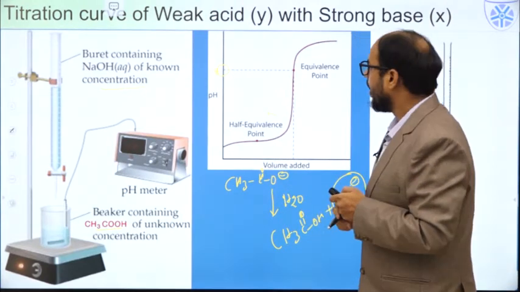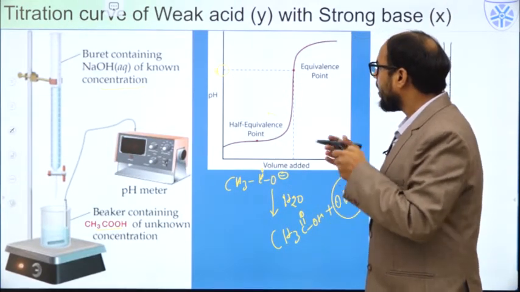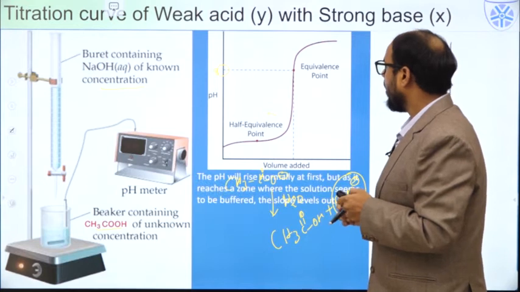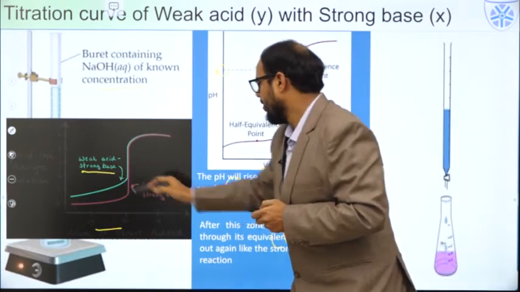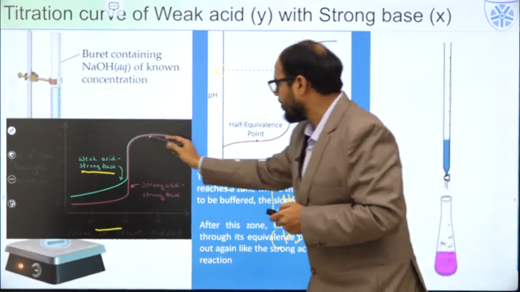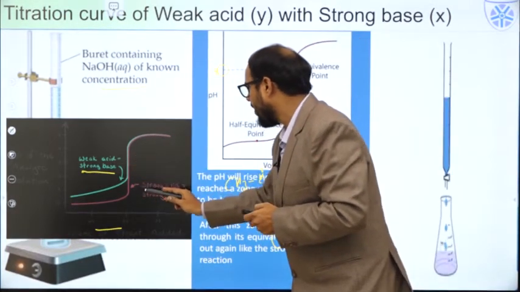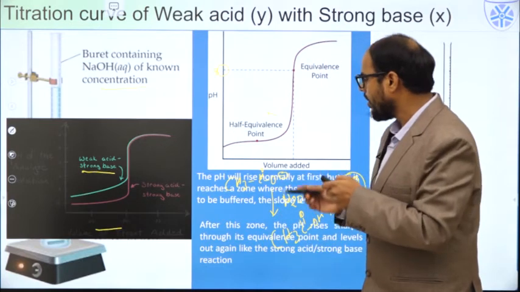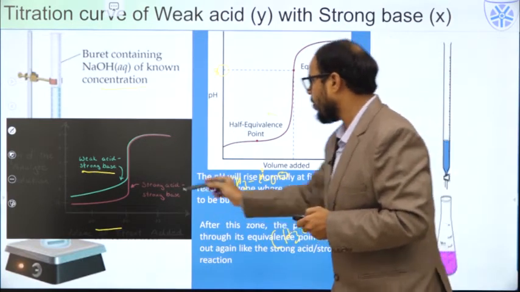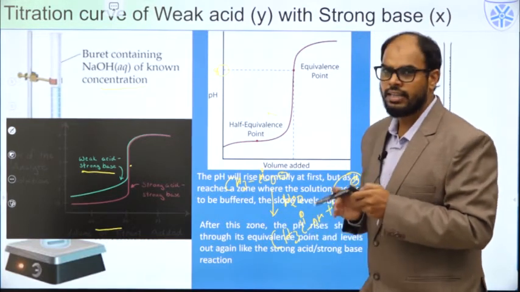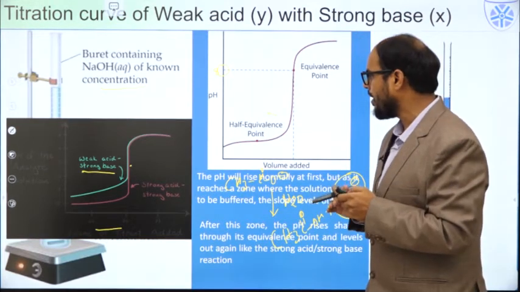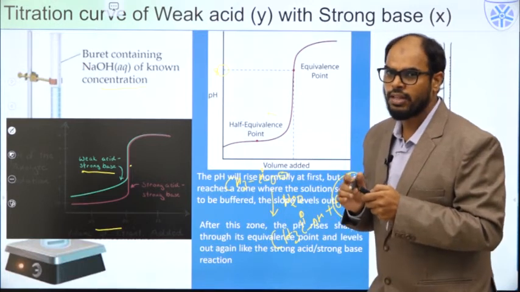Let us try to understand the titration curve of the strong acid as well as the weak acid. So you can see here the difference between a strong acid and a weak acid. This tells very clearly that for a strong acid the pH is exactly 7 at the equivalence point, and for a weak acid it is more than 7.